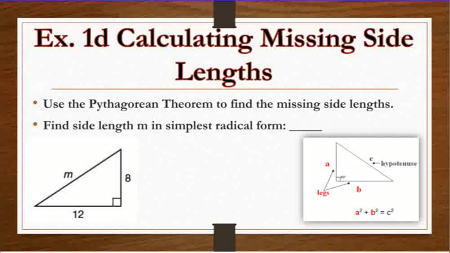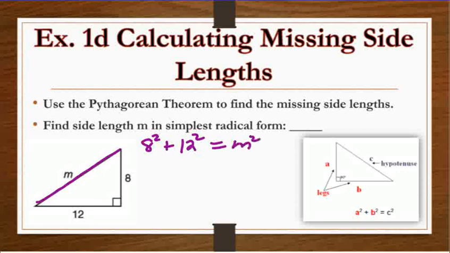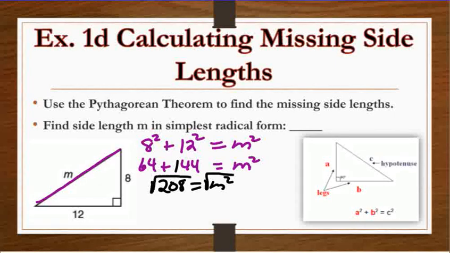The next one, here we're trying to find the hypotenuse, so our M. So we have A squared, or 8 squared, plus your B, which is 12 squared, equals M squared. So 64 plus 144 equals your M squared. 64 plus 144 is 208 equals M squared. To undo a square, we find the square roots of both sides.